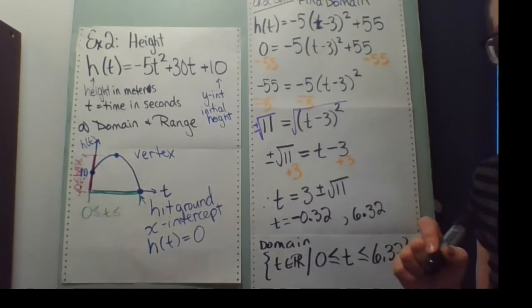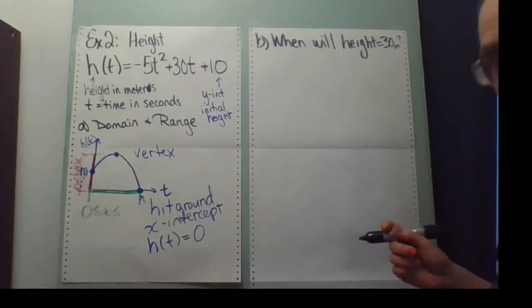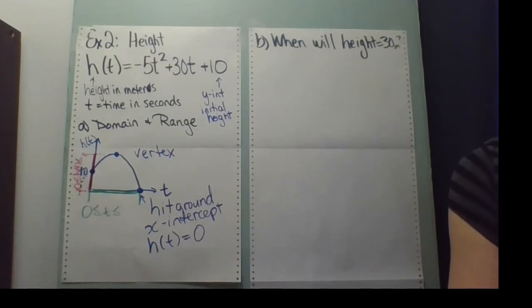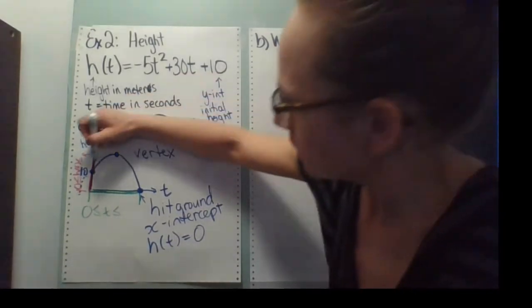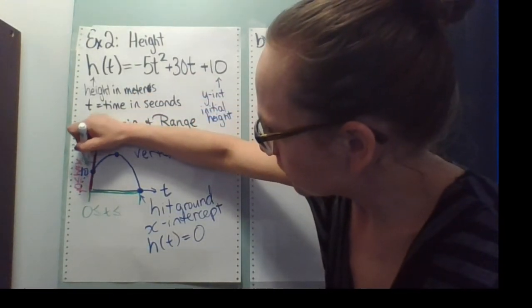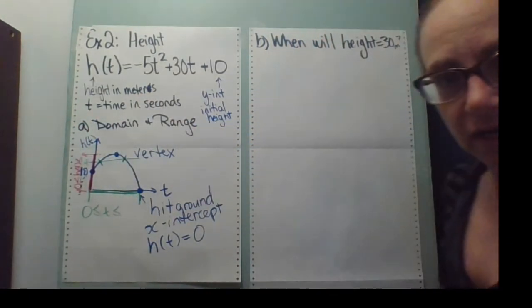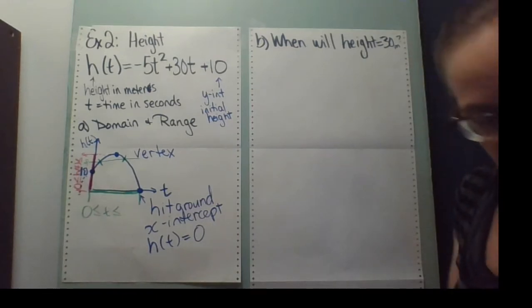Well done. All right, so that was part A. Now part B wants to know when the height is going to equal 30 meters. So that means I need to figure out 30 meters is in there somewhere. Oh, look at that. We're going to have 2 answers probably.